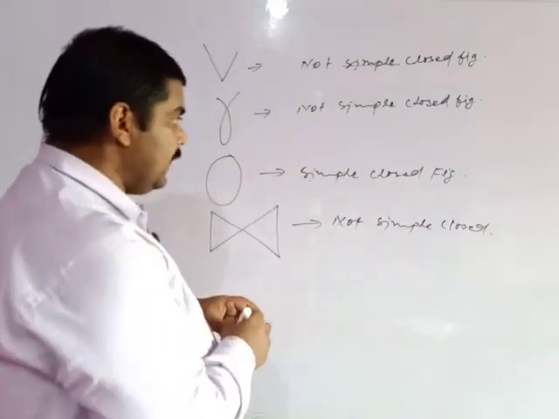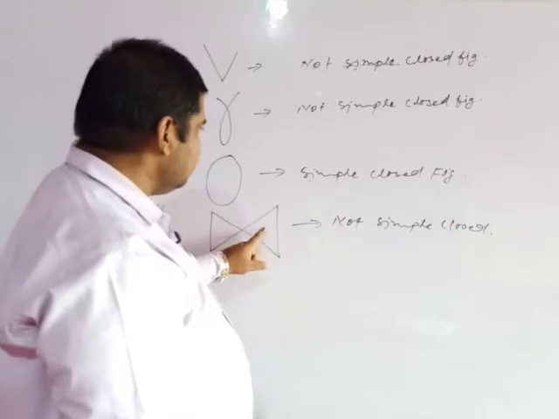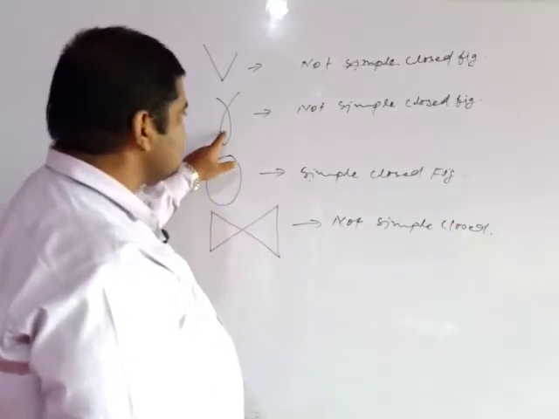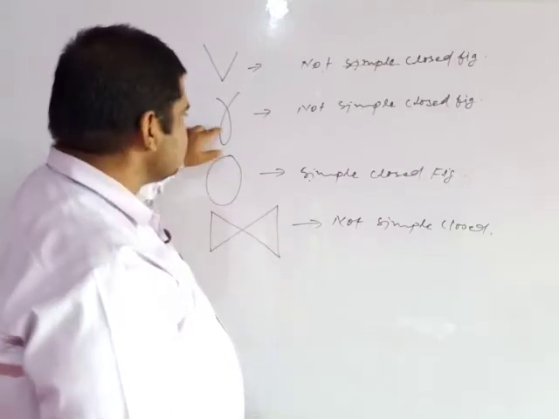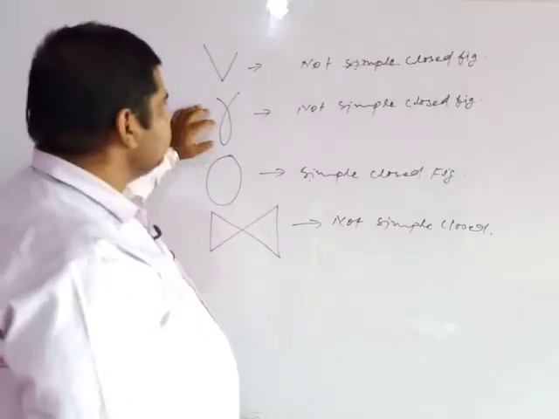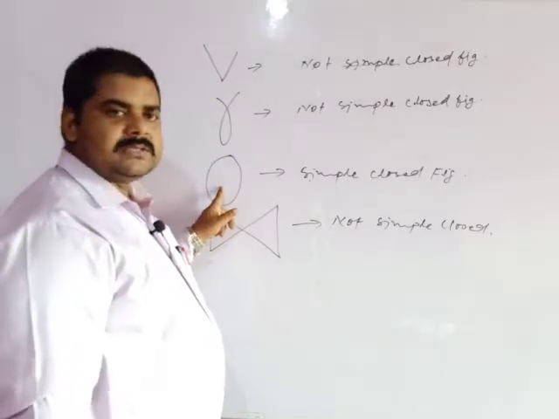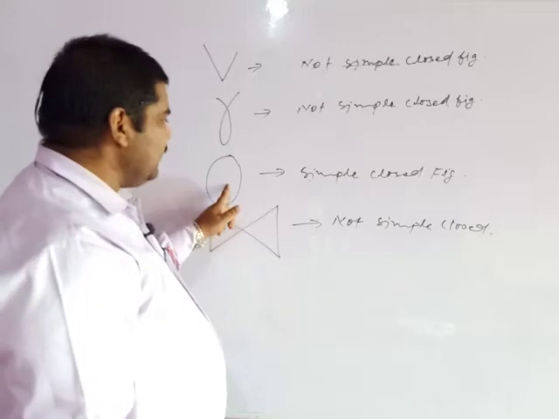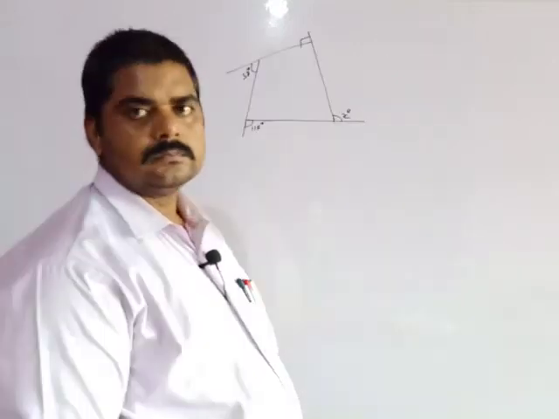And if the options say closed, then you have to say that this is closed, this is closed, this is closed. But this is closed, not simple closed. This is closed, not simple closed. This is an open figure, and this is closed, and it can also be said to be a simple closed figure.